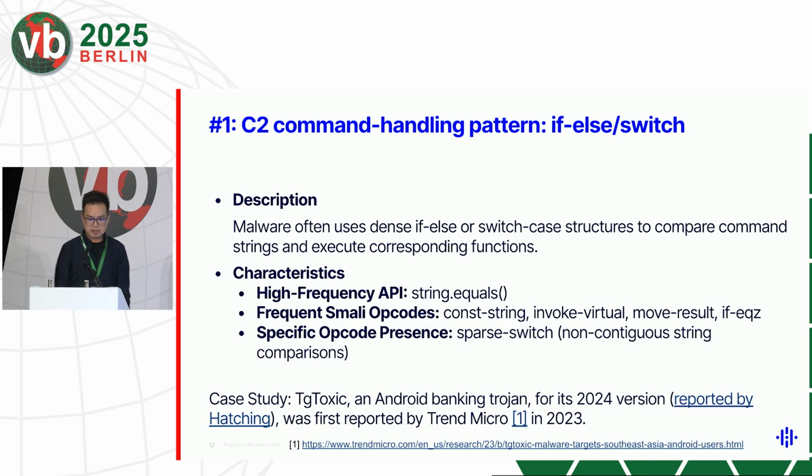Our first pattern is the if-else and switch case structure. It is characterized by a high density of string comparisons, which utilize the Android API String.equals, along with a few frequent Smali opcodes, including const-string, invoke-virtual, move-result, and if-eqz. And at least one opcode sparse-switch, which means it is using a switch statement.